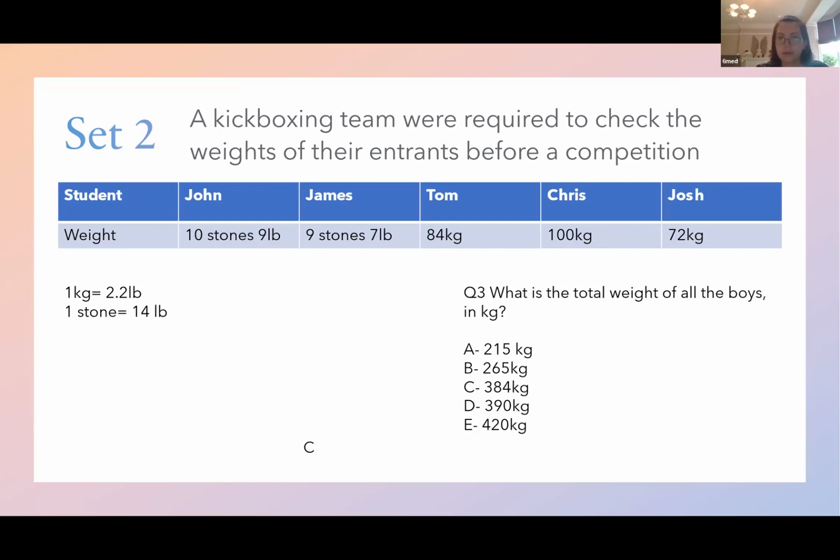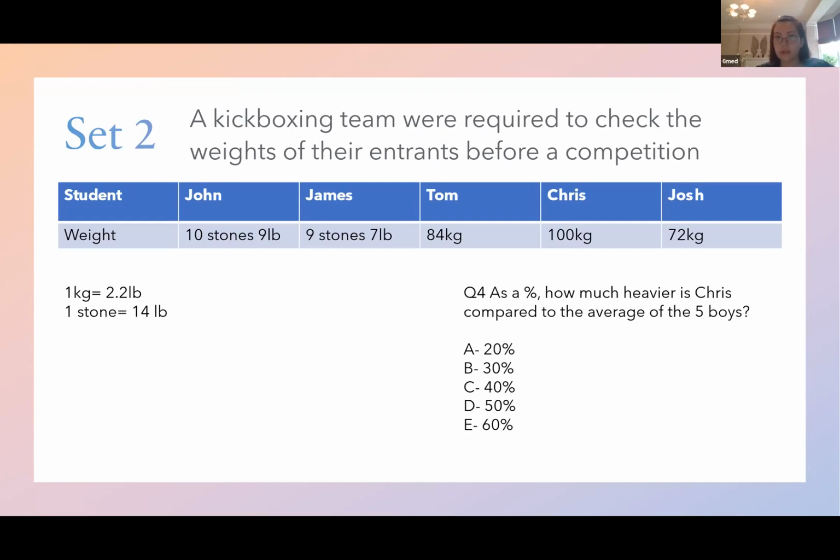So in our previous question, we figured out the total weight of the boys in kilos, and we figured out that it was 384 kilos, okay? And so in this question, usually you get them in sets like this in the UCAT, so you'll have already figured that out. And so we need to figure out what the average is. To do that, we divide that total number by 5, and we figure out what the average weight is, okay? And then after that, we're trying to figure out as a percentage how much heavier Chris is compared to the average of the boys. So you figure out the difference to start off with.